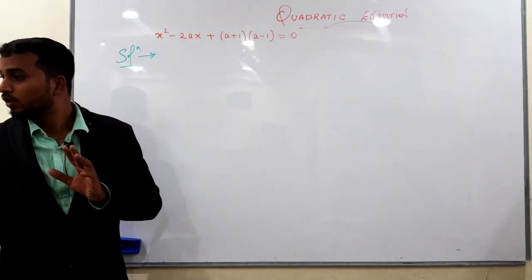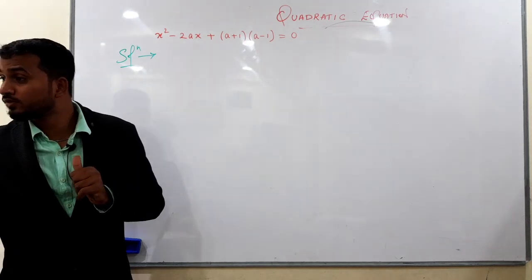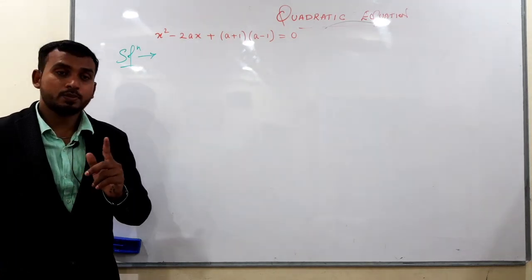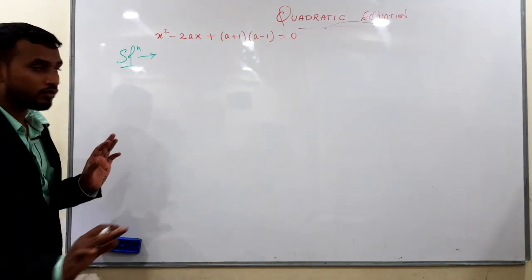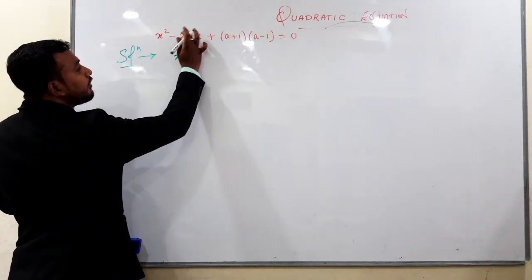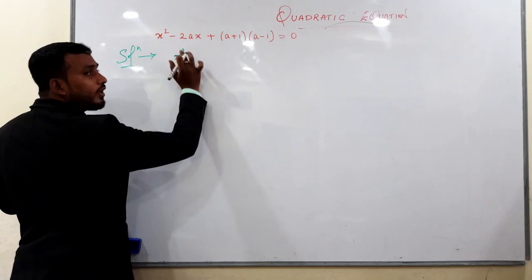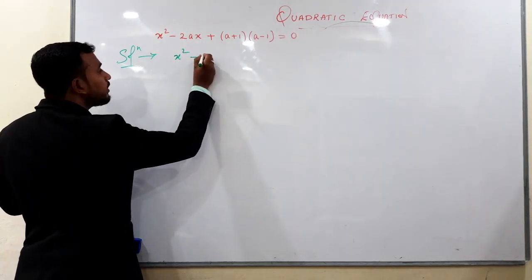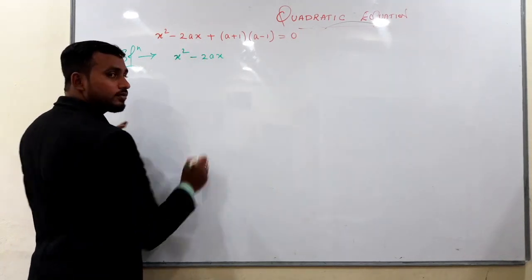Am I right? What is the standard form of a quadratic equation? ax² + bx + c = 0. Right? Now x² we write as it is. Can we do any simplification for this -2x? No. So keep this term as it is, -2x.